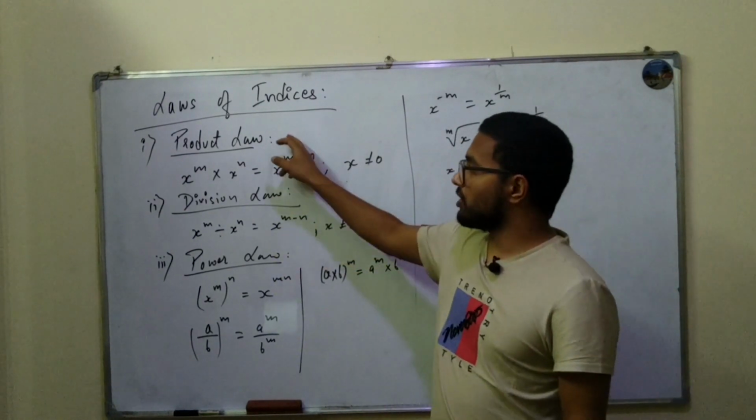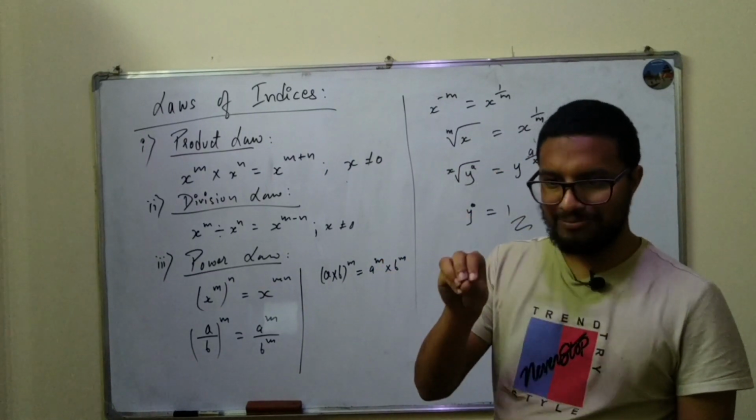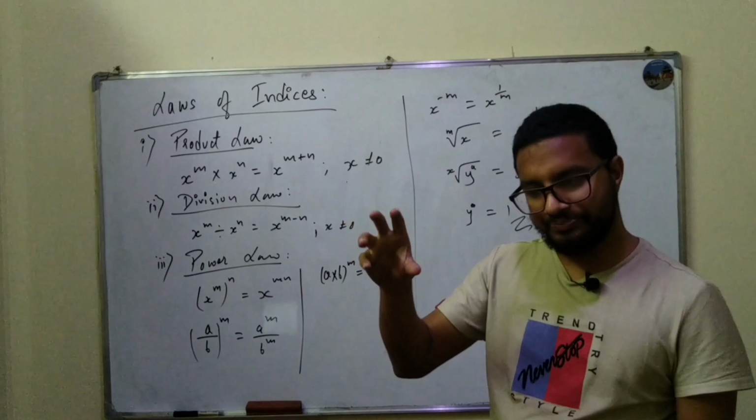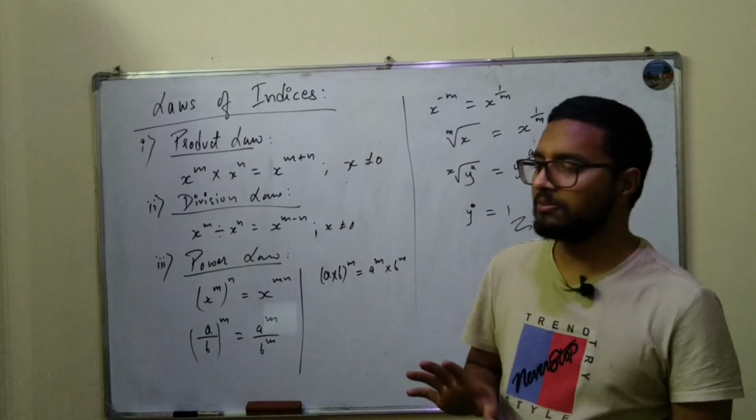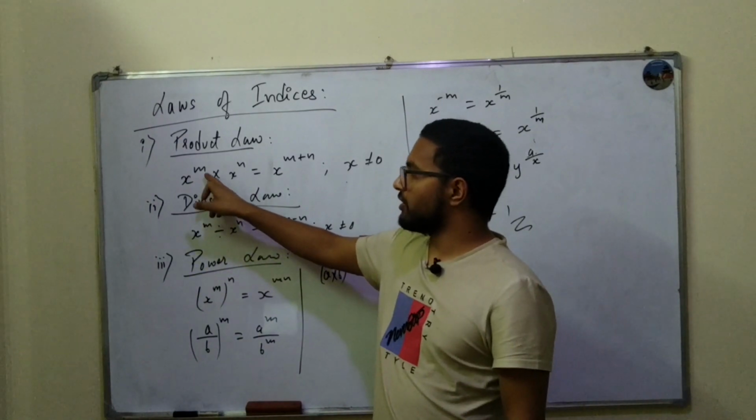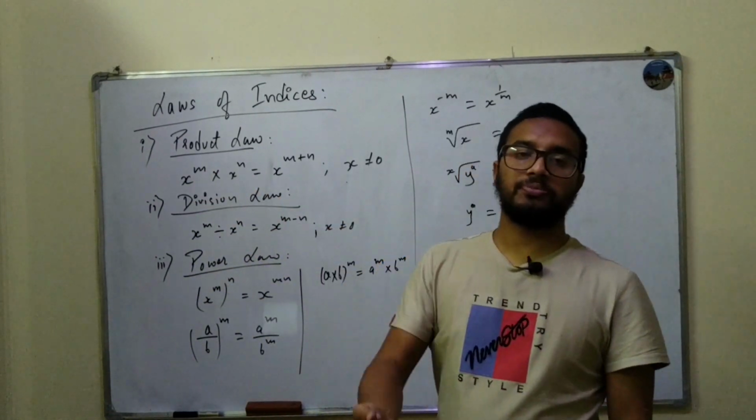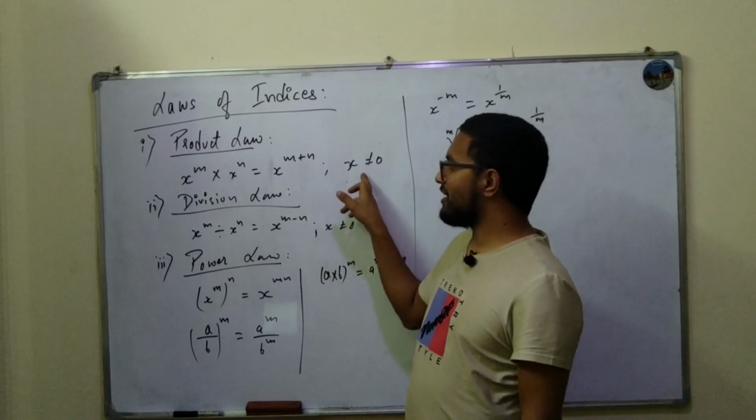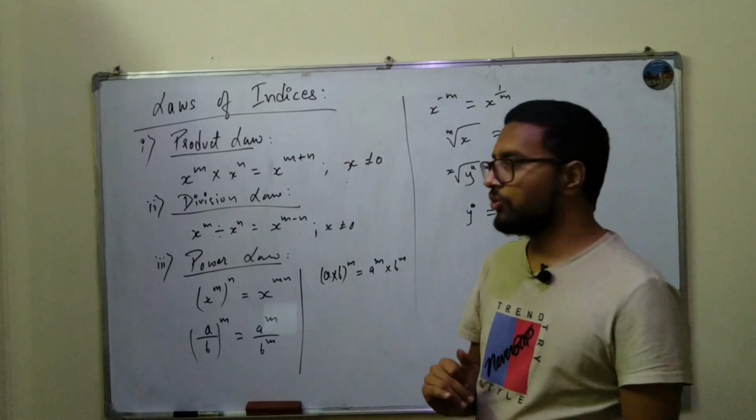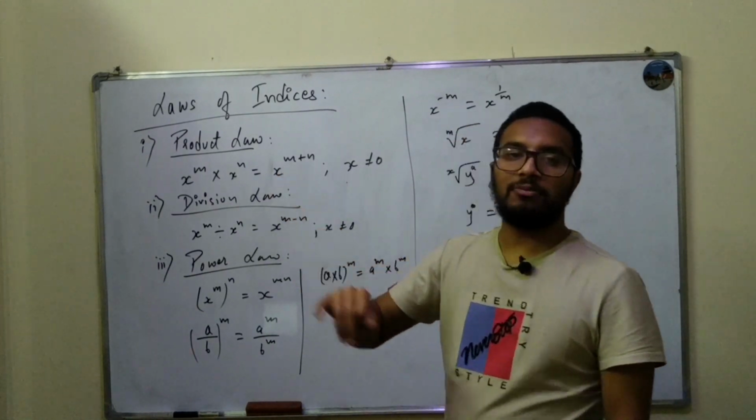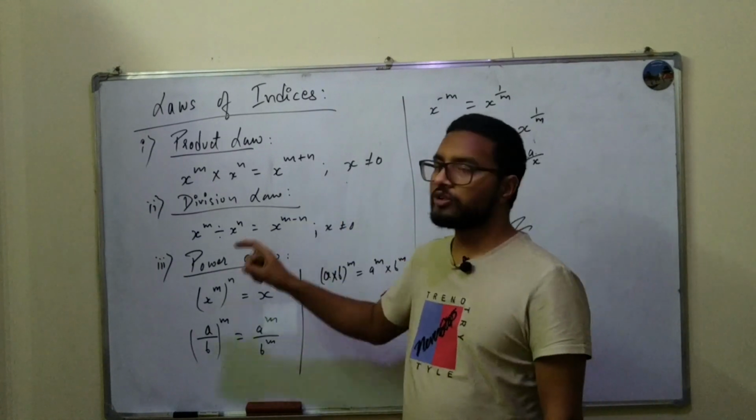In the product law, if the base is the same, the powers can be added up. That's pretty much it. So this is the base with power m. As per the product law, x should not be equal to 0, it should be greater than 0, and the powers can be added up. So that's your product law.